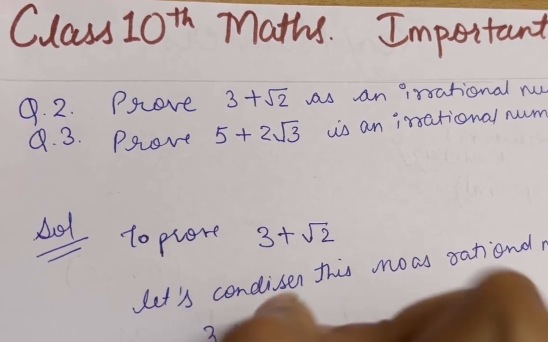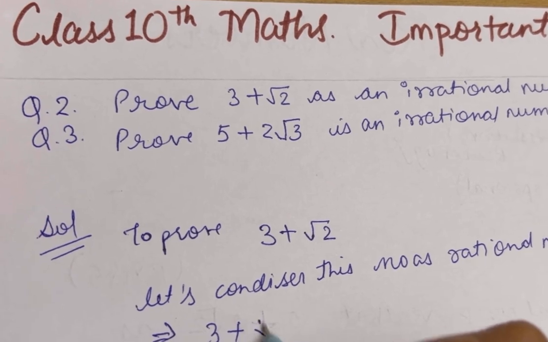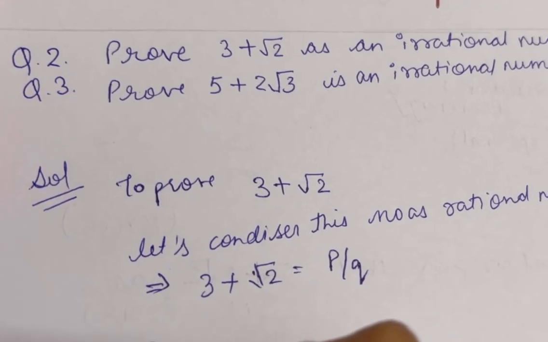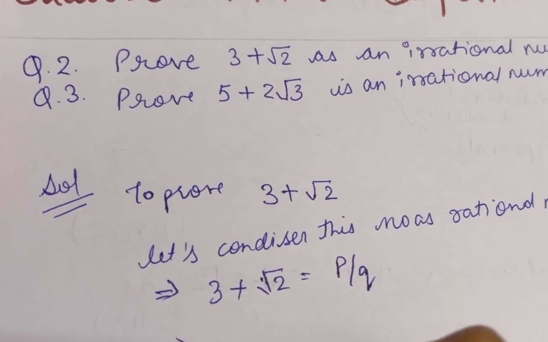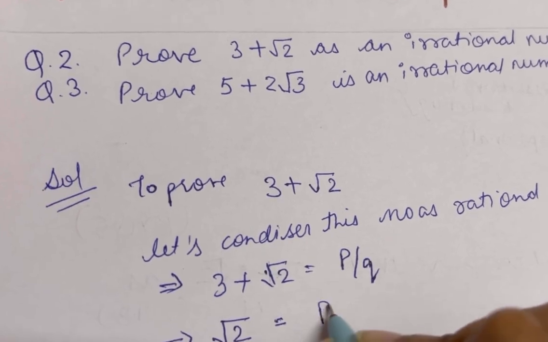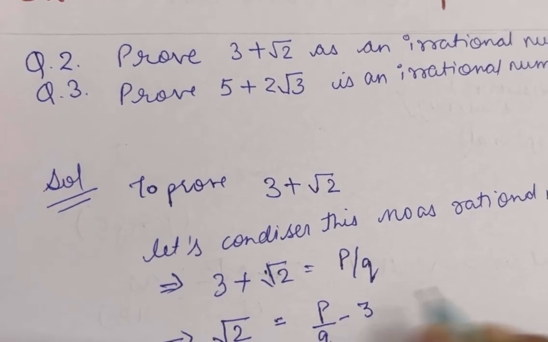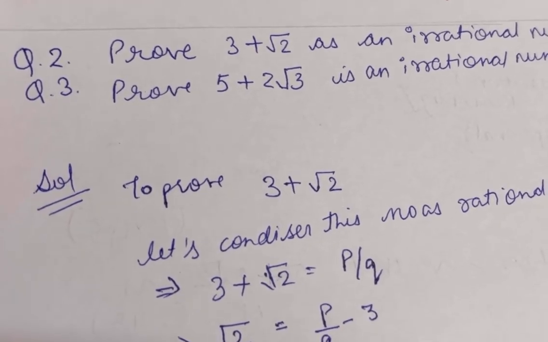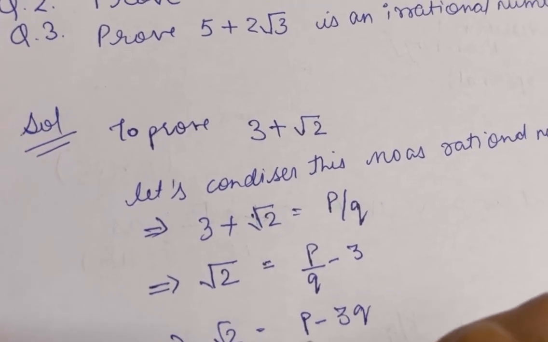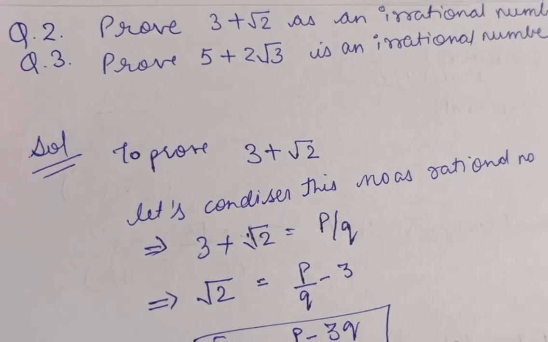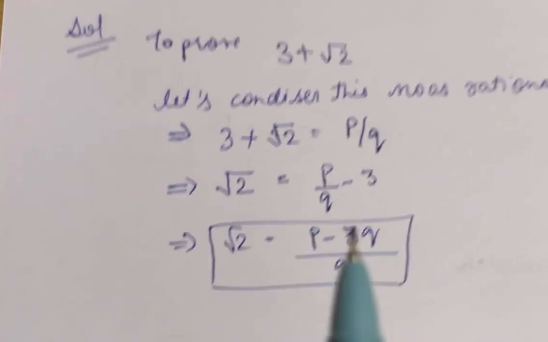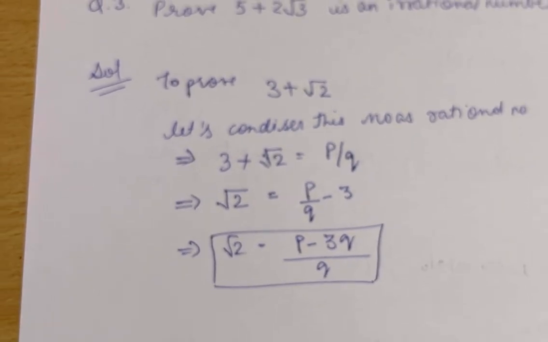So this number will be equal to P by Q form, and we'll now take this 3 on the right hand side, P by Q minus 3. If we take the LCM, we get P minus 3Q upon Q, which is equal to root 2. And as we know here, in this question it is not given to us.